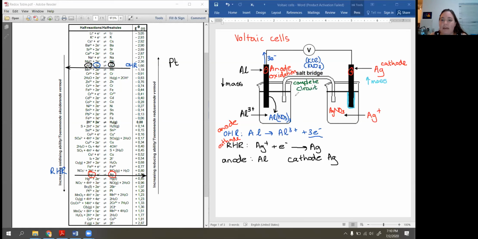And secondly, is to maintain electrical neutrality. All right. There are other things that you can put there, but they usually don't ask more than those two functions. The third function, if they're really desperate, is it allows you to keep the two half reactions separate. But I'm not going to put that down.